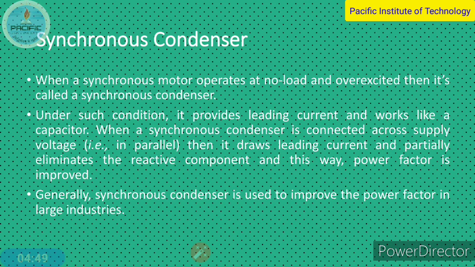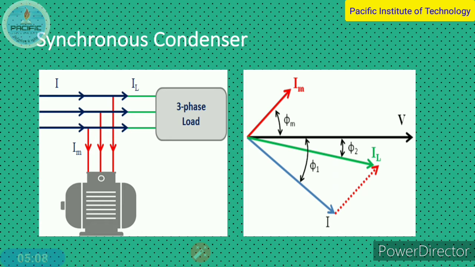So when a synchronous condenser is connected across the supply voltage, it draws leading current and partially eliminates the reactive component, and in this way we can improve the power factor of the system. A synchronous condenser is used to improve power factor in large industries. Here we will see how the synchronous condenser is connected. Consider a three-phase load which is being supplied with the load current IL. The total current flowing in the system is I, and the current drawn by the synchronous condenser is Im.